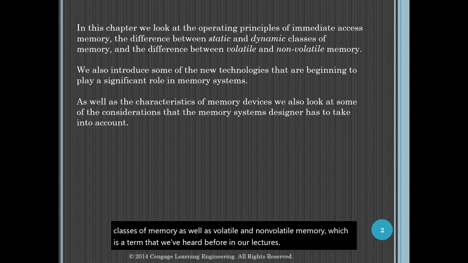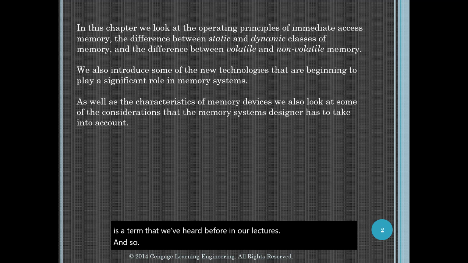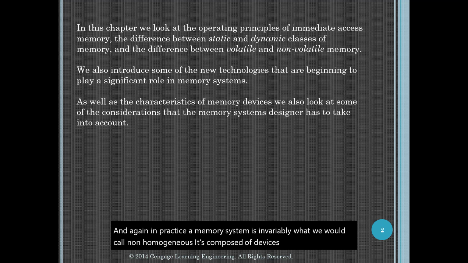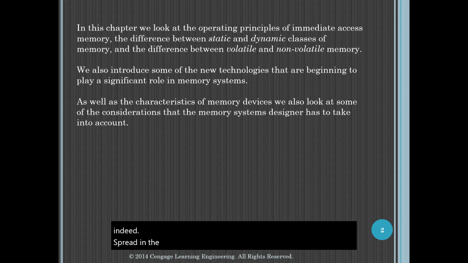In principle, a computer's memory is probably the easiest component to understand. It's the place where programs and data live. And in practice, a memory system is invariably what we would call non-homogeneous. It's composed of devices from DRAMs to hard disks that are fabricated with a wide range of technologies, and indeed there is a spread in the performance of memory across all of those devices. It's wider than any other element in the computer system.